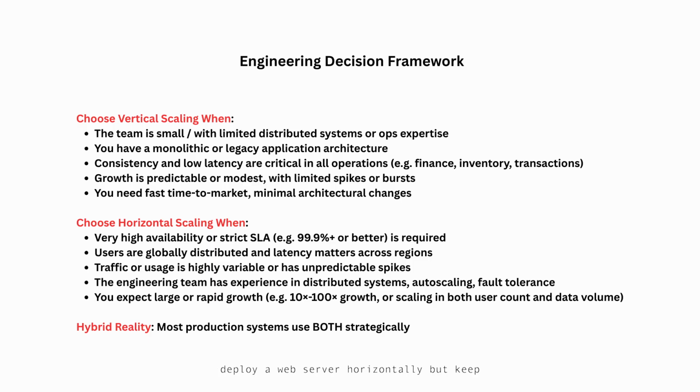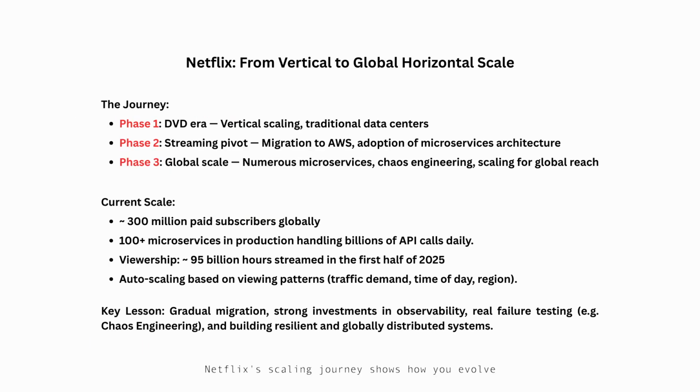For example, you might deploy web servers horizontally but keep a vertically scaled database master, or use powerful instances for write-heavy parts while using many small instances for stateless services. Netflix's scaling journey shows how you evolve from vertical to horizontal scale.